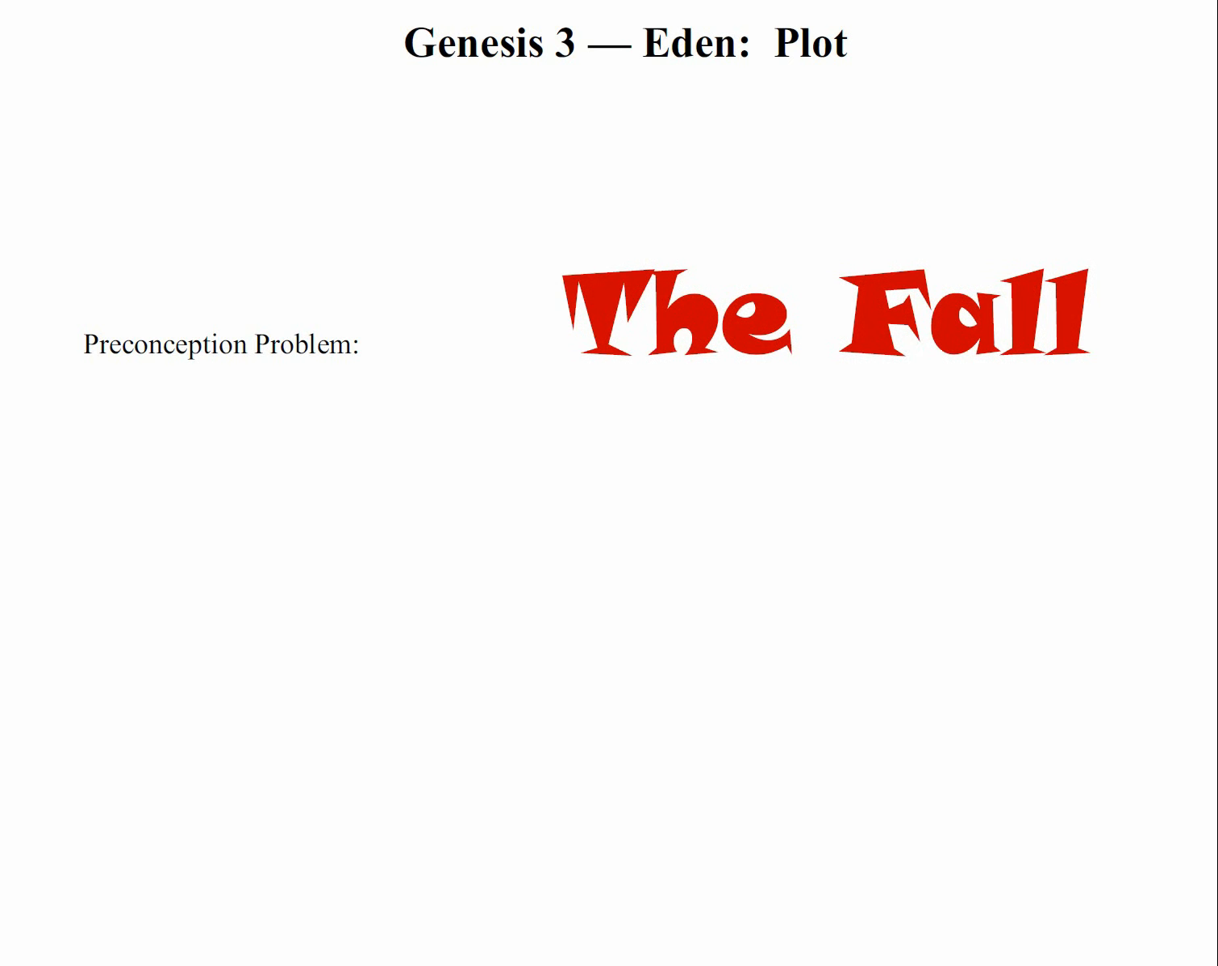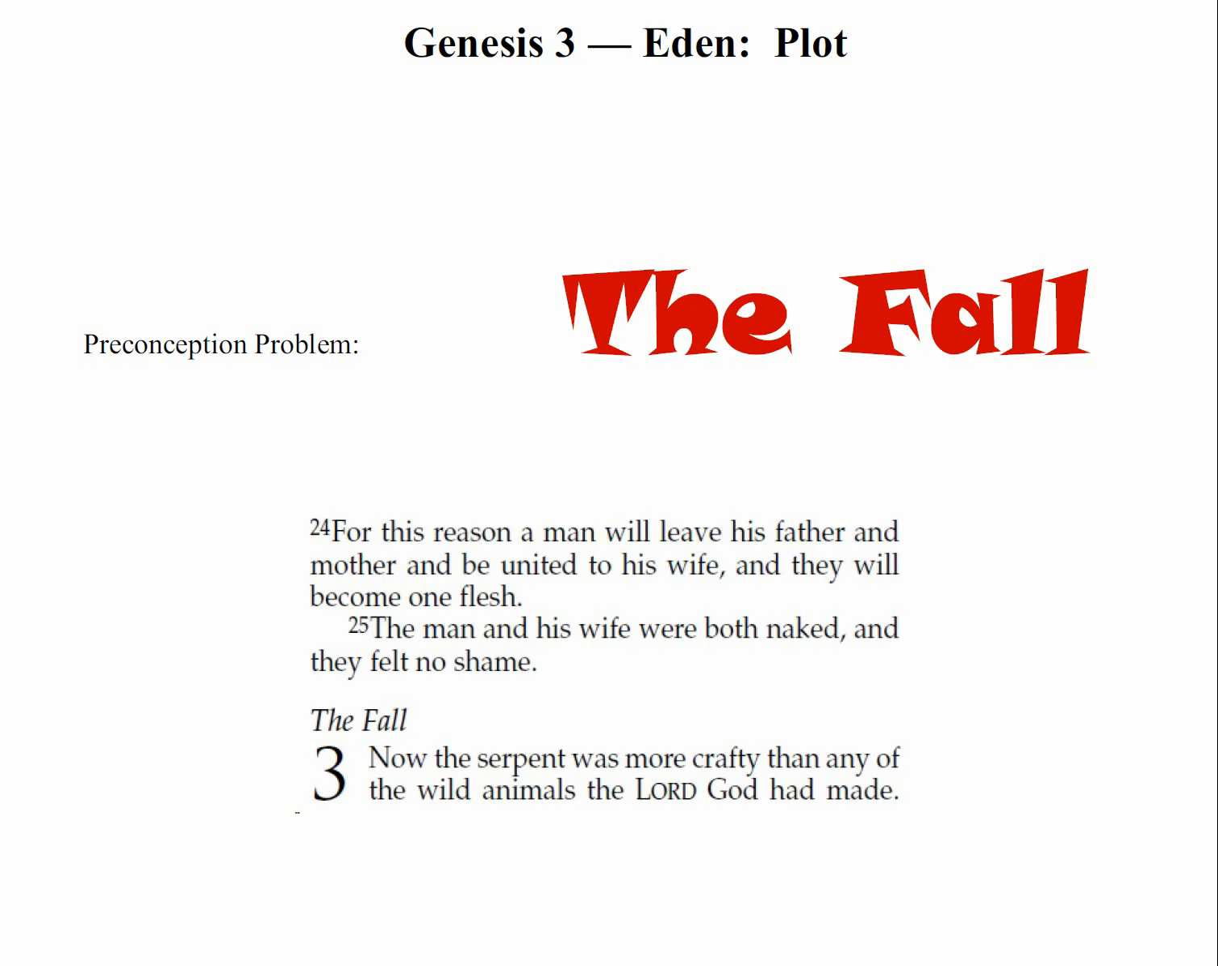Now, before we begin, I'm going to proclaim unto thee that we have a preconception problem. We think we know what this chapter of Genesis is, and it is, in our minds, the fall. And our Bibles don't help with this, because for example, here's a picture out of the NIV. Just as we move into chapter 3, the publishers of the NIV have helpfully put in this heading, and usually these headings are helpful in our Bibles.